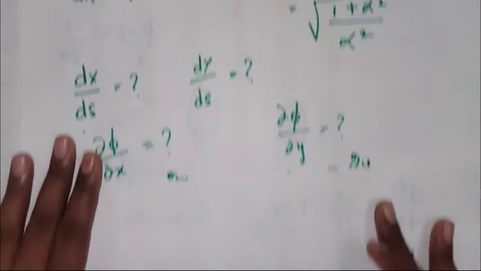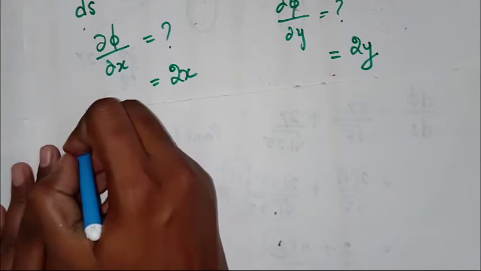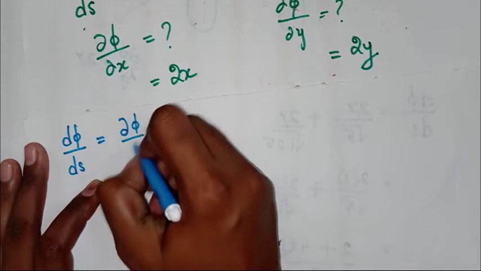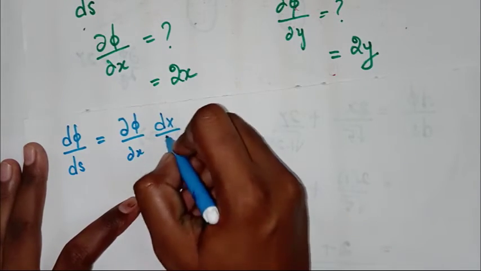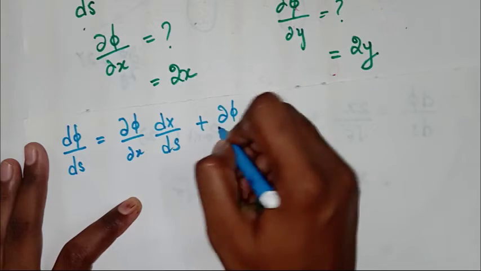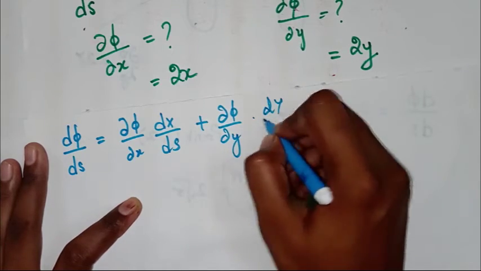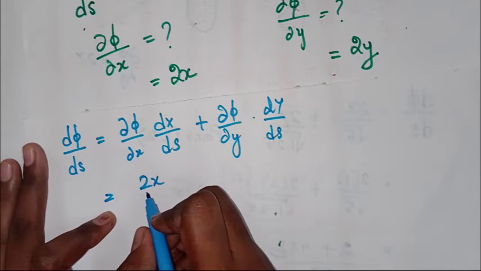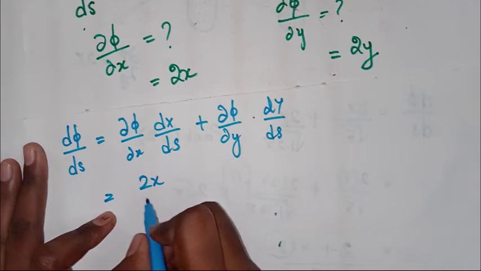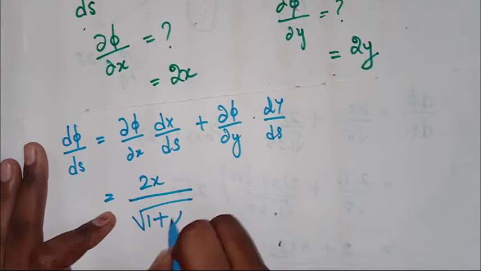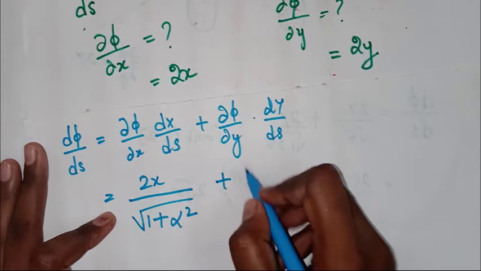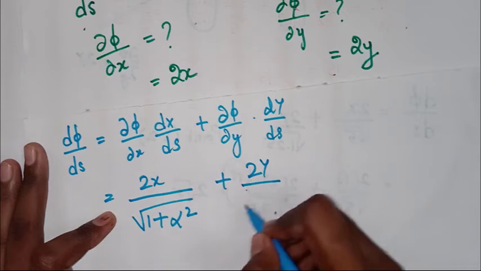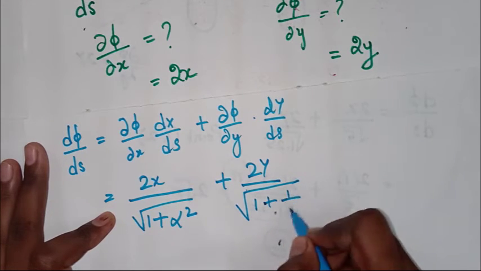So yes, the directional derivative d phi by ds is equal to the first term, dou phi by dou x into dx by ds, plus dou phi divided by dou y into dy divided by ds. So what is dou phi by dou x? Which is 2x, already solved. So dx by ds we have to inverse it, so I'll get the denominator term as 1 plus alpha square. Similarly, you will get the partial derivative as 2y, and the denominator term will be 1 plus 1 divided by alpha square.